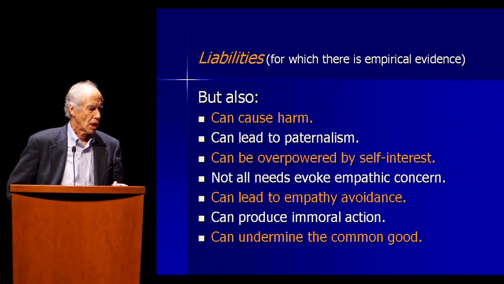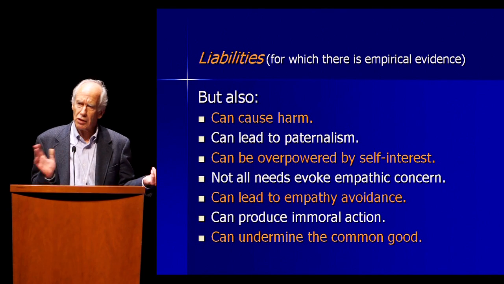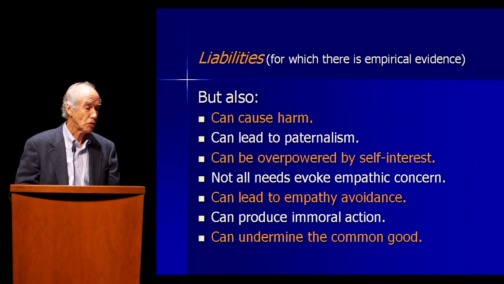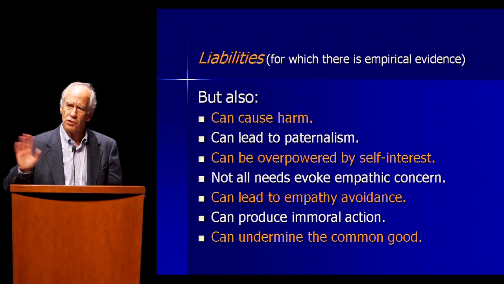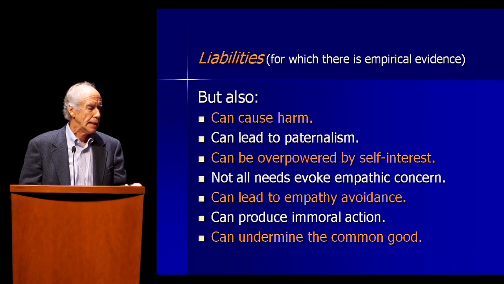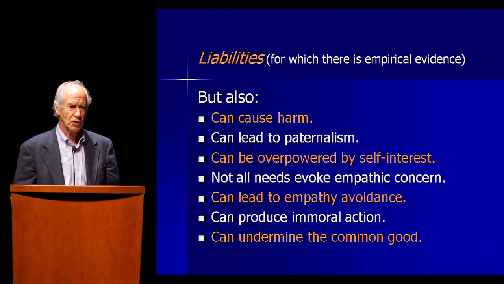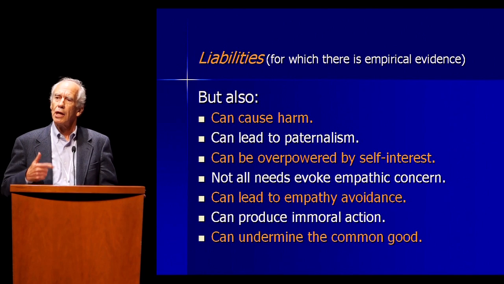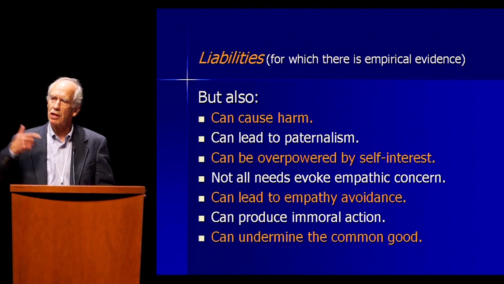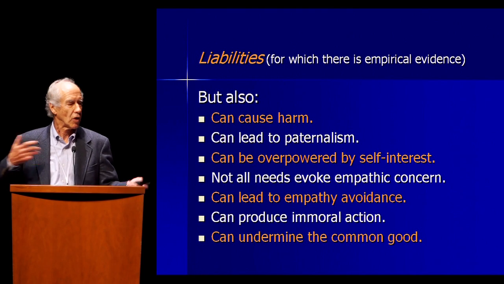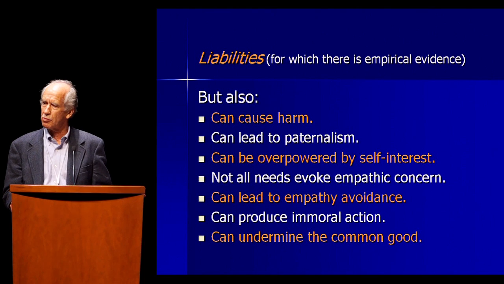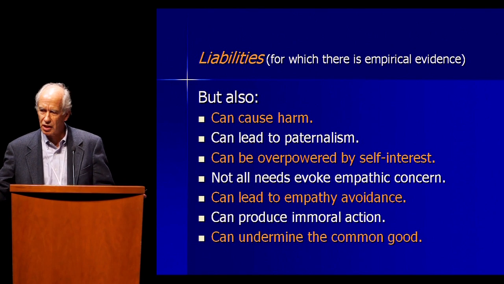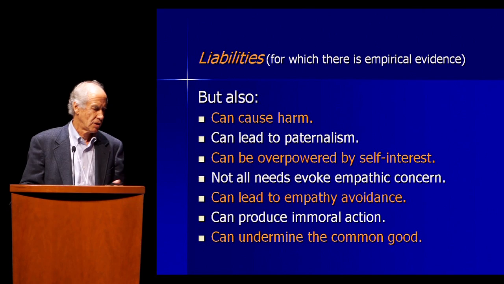One is that, first, not all needs evoke empathic concern. Environmental needs, things like that, may not evoke these empathic emotions. So it's not good for everything. It can also lead to what I call empathy avoidance, and I think Daryl will probably talk more about that. That is, if we know that empathic concern can lead us to an altruistic motive, well, there are costs that can be associated with acting on an altruistic motive. And so we may actually avoid feeling empathy in order to avoid the motivation, and so forth.